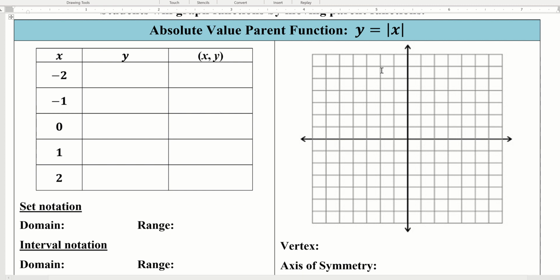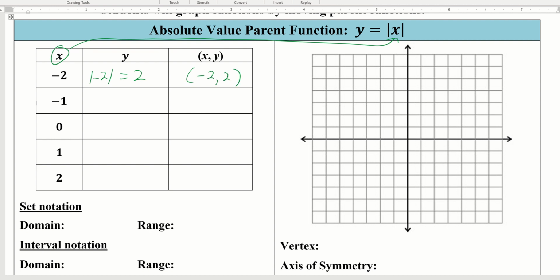So we're going to start out by taking each one of these x's and plugging it into our parent function, right? So if I have an x of -2, I plug it in, I have the absolute value of -2, which comes out to be just +2. Remember, absolute value is just a distance, so how far away from 0 is it? It's just 2 units away. So my coordinate would be -2, 2.